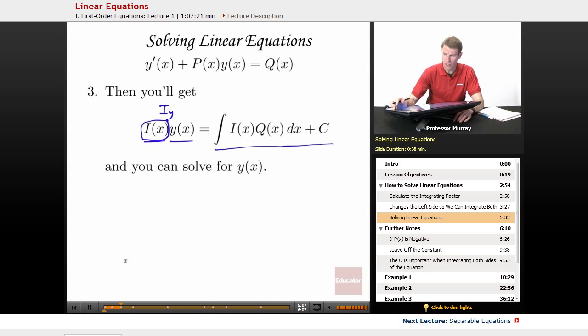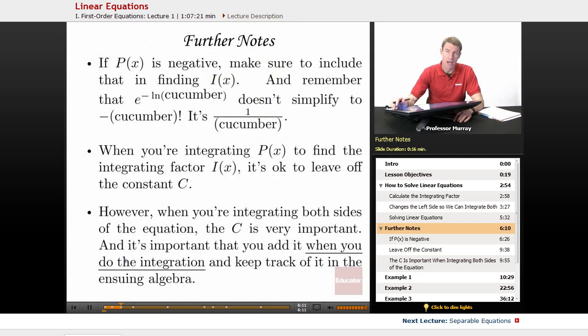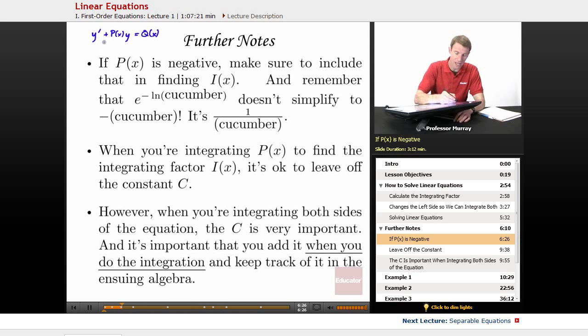So there's a couple notes that I wanted to make before we jump into some examples. One very common mistake, let me just remind you of the original form we're solving here: y prime plus P of x y is equal to Q of x. So that's the form that we're solving. Now, if P of x is negative, meaning if you have a negative sign right there, you want to make sure to include that when you're finding I of x. That's a very common mistake that my students often make when I'm teaching differential equations.